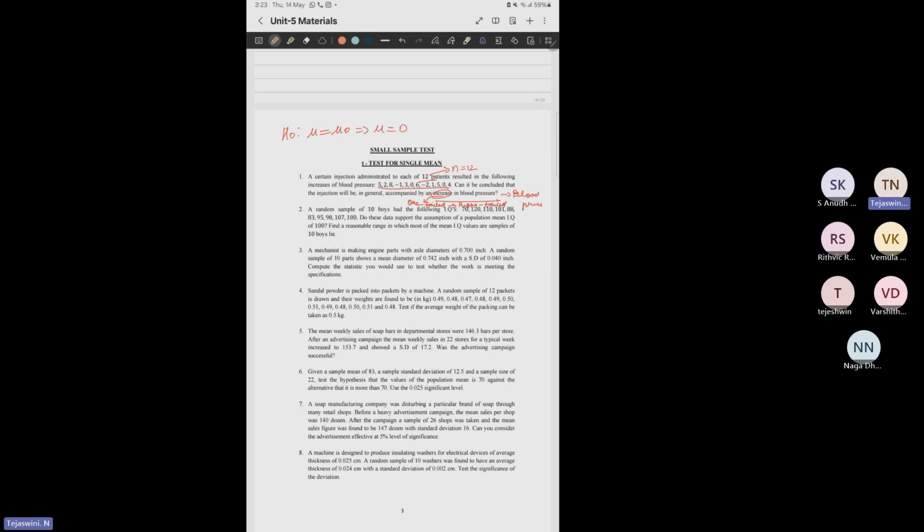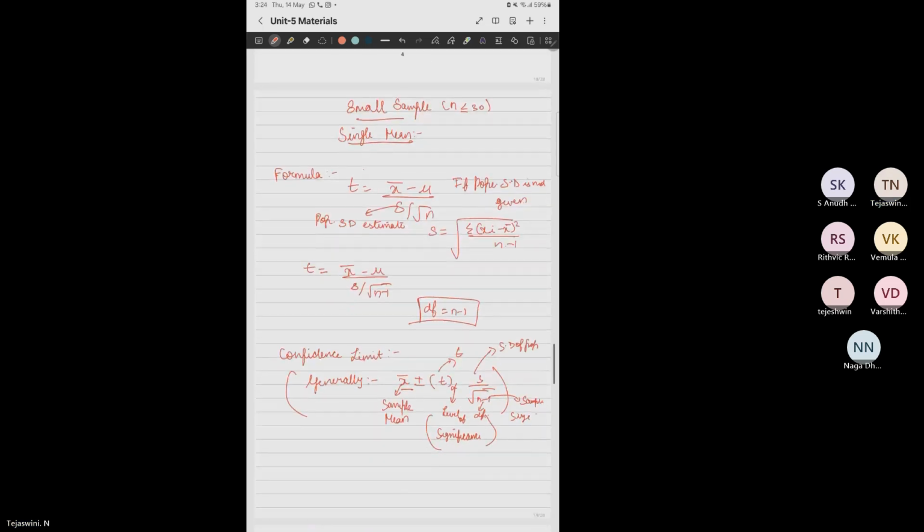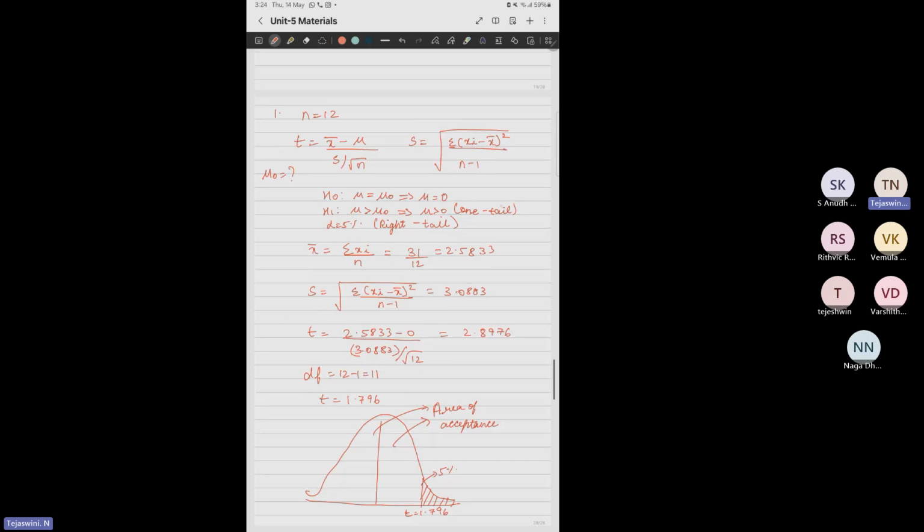Since there is no increase, the level of increase will be 0 here. Since they have asked us about accompanied by an increase, we will say that yes, there is an increase. So mu will be greater than mu naught, so mu will be greater than 0. We have written our hypothesis over here. Since there is an increase, it will be one tail, right tail. Alpha is given to be 5%.